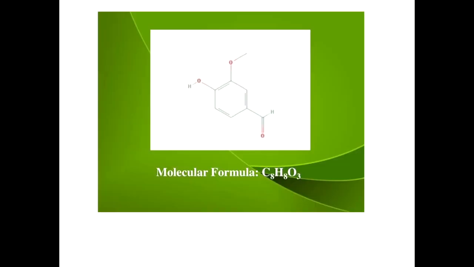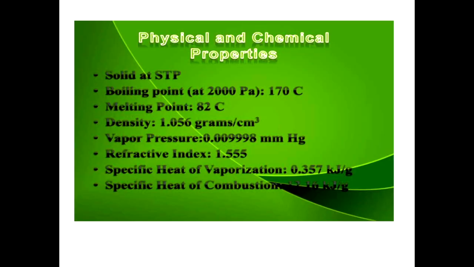Now, the vanillin molecular formula is C8H8O3. If you look at the physical and chemical properties of vanillin, it is a solid at standard temperature and pressure. Its boiling point is 170 degrees at reduced pressure. Its melting point is 82 degrees. Its density is 1.056 gram per centimeter. Its vapor pressure is 0.009998 mmHg. Its refractive index is 1.555. Its specific heat of vaporization is 0.357 kilojoules per gram. Its specific heat of combustion is 12.16 kilojoules per gram.